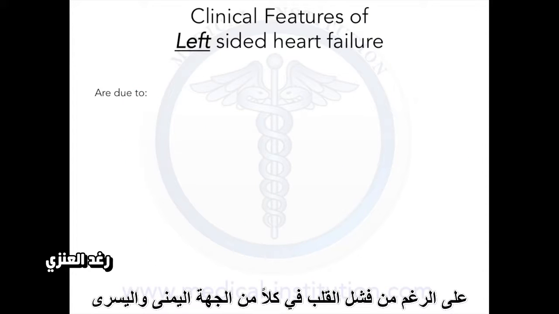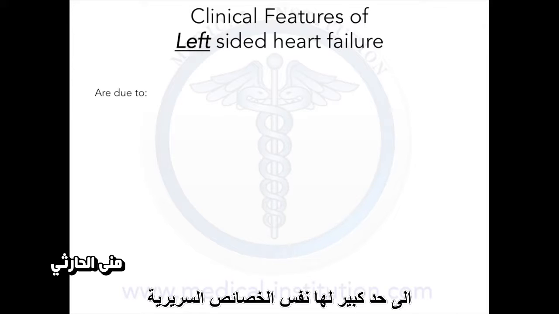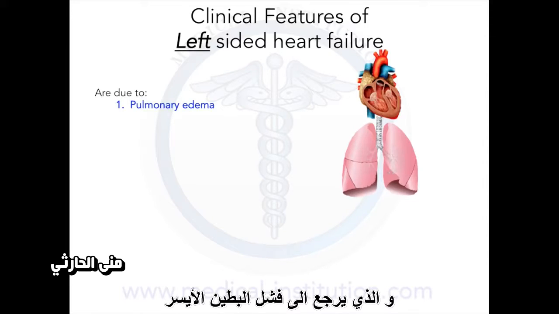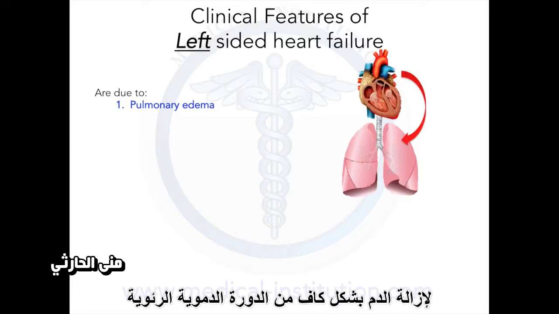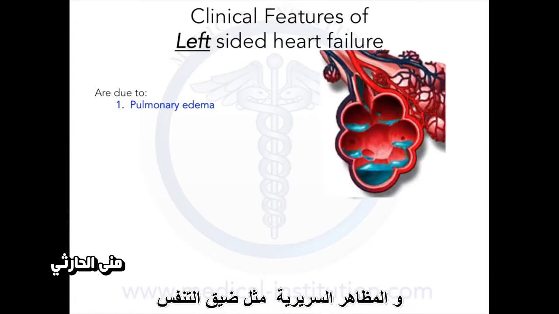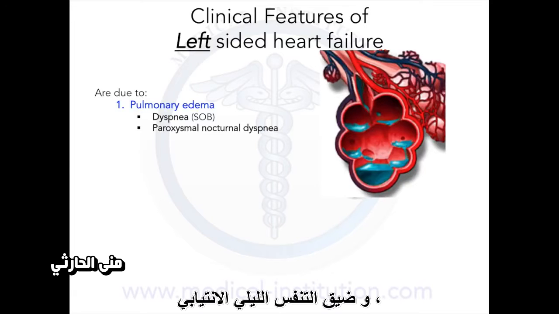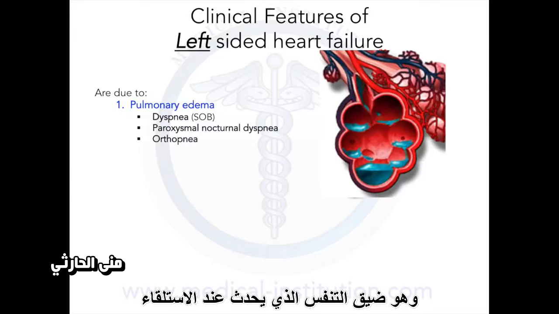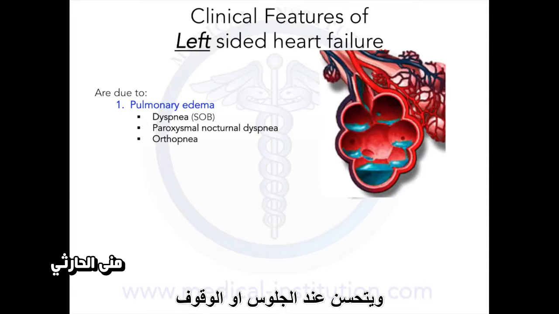Even though both left and right-sided heart failure pretty much have the same clinical features, left-sided heart failure presents with symptoms associated with pulmonary edema, which is due to failure of the left ventricle to sufficiently remove blood from the pulmonary circulation. This leads to fluid accumulation in the lungs, and clinical features such as dyspnea or shortness of breath, paroxysmal nocturnal dyspnea, which is the sudden worsening of dyspnea at night during sleep, and orthopnea, which is shortness of breath that occurs when lying flat and improves when sitting up and standing.